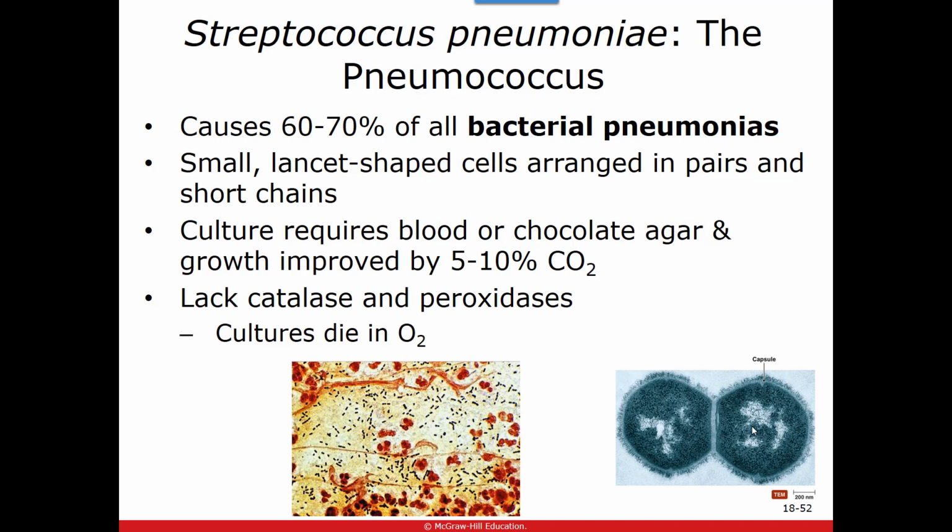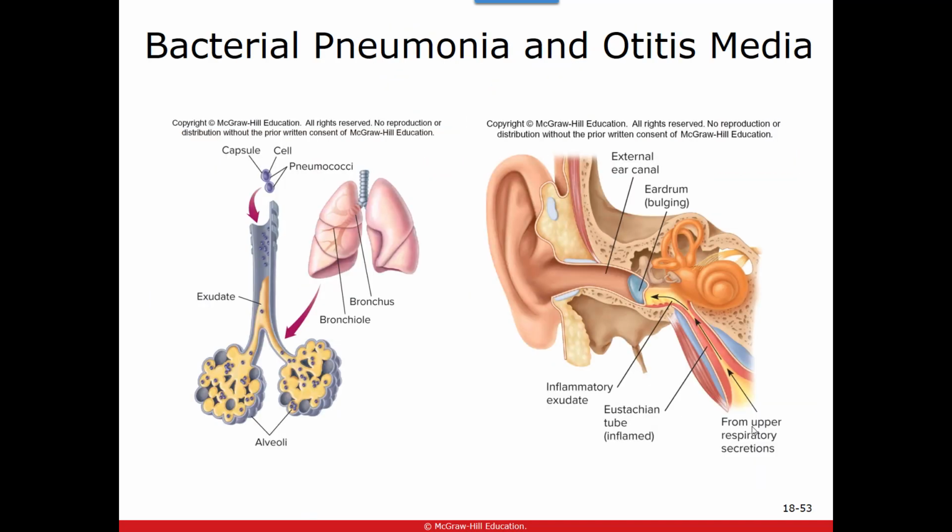Now, other than causing pneumonia, this bacteria also is one of the top causes of ear infections. This bacteria can get into the middle ear through the eustachian tube. So you can get some of those upper respiratory secretions, they can get in there, and it's a top cause of ear infections, especially in children.